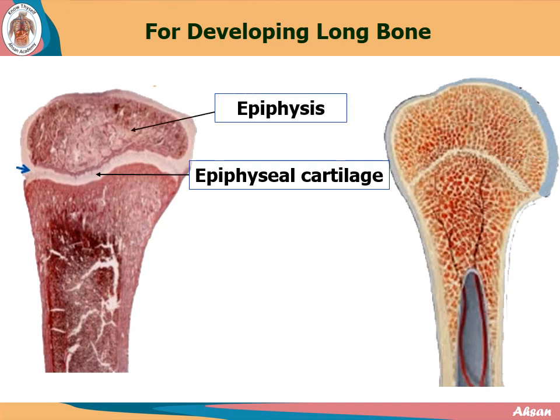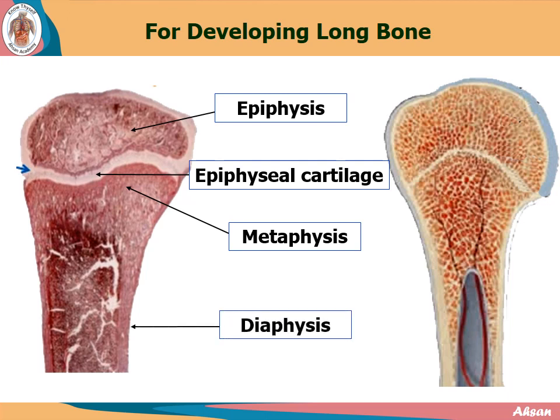Proximal to the epiphyseal cartilage is the epiphysis, and the middle part is the shaft. The part of the shaft that is close to the epiphyseal cartilage is known as the metaphysis, and the rest of the shaft is called the diaphysis. So a long developing bone comprises epiphysis, epiphyseal plate of cartilage, metaphysis, then diaphysis. Again it repeats: metaphysis, epiphyseal cartilage, and epiphysis of the other end.